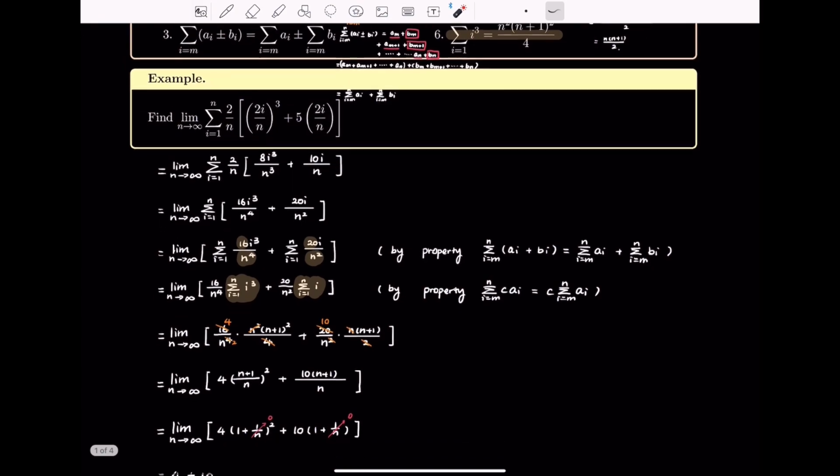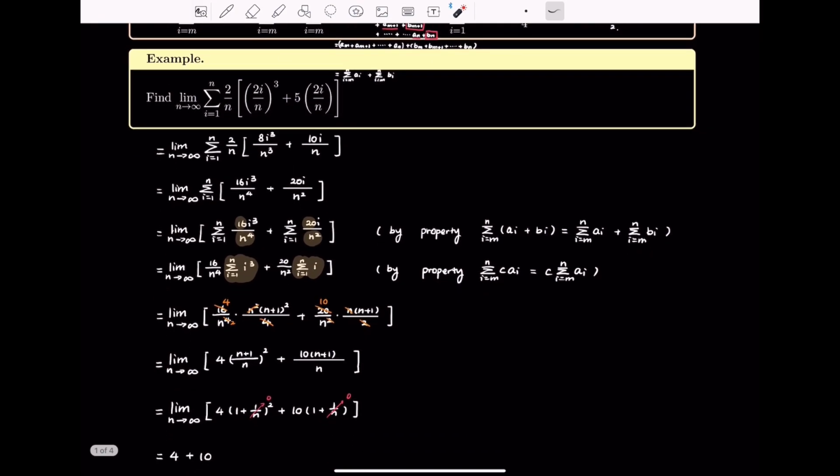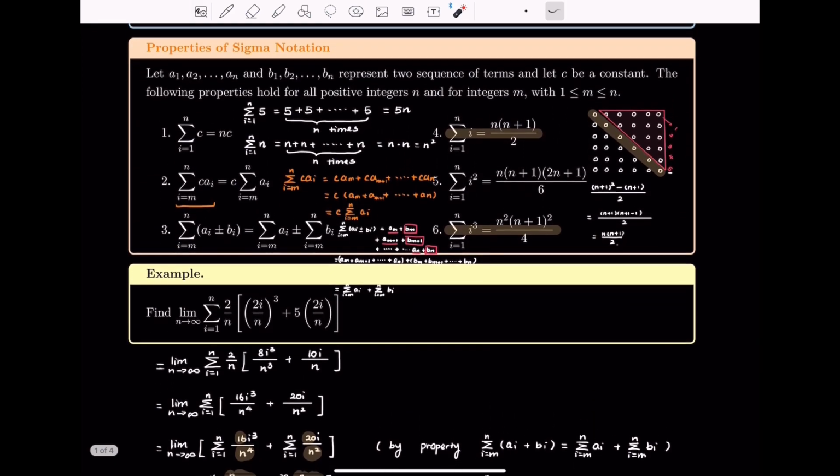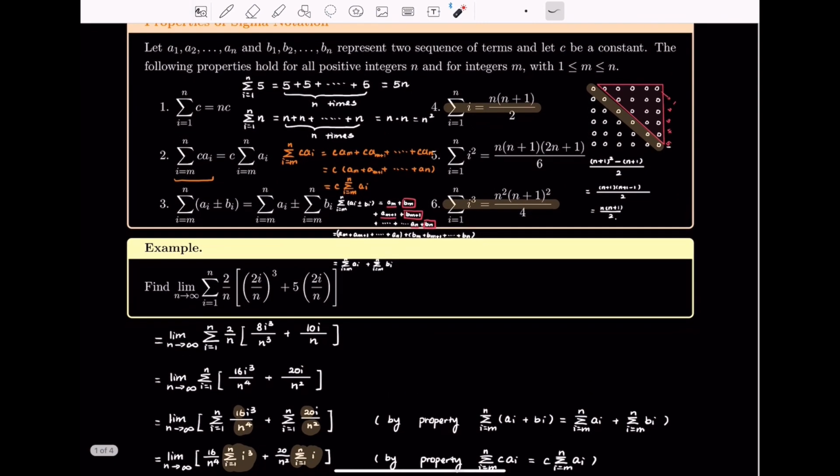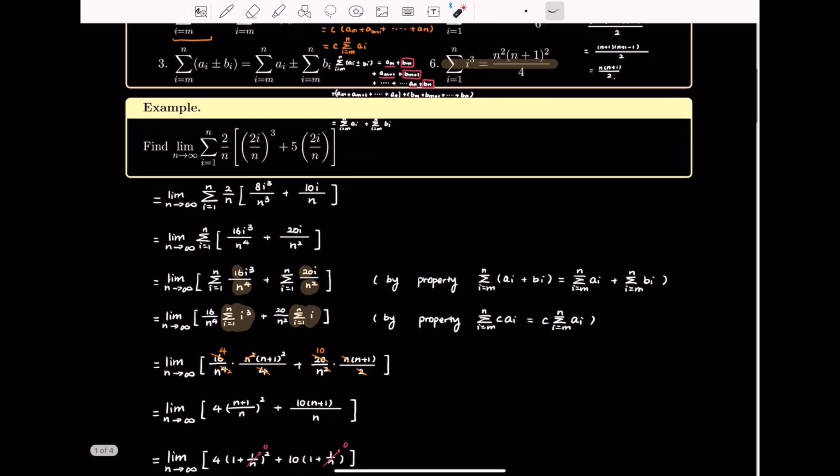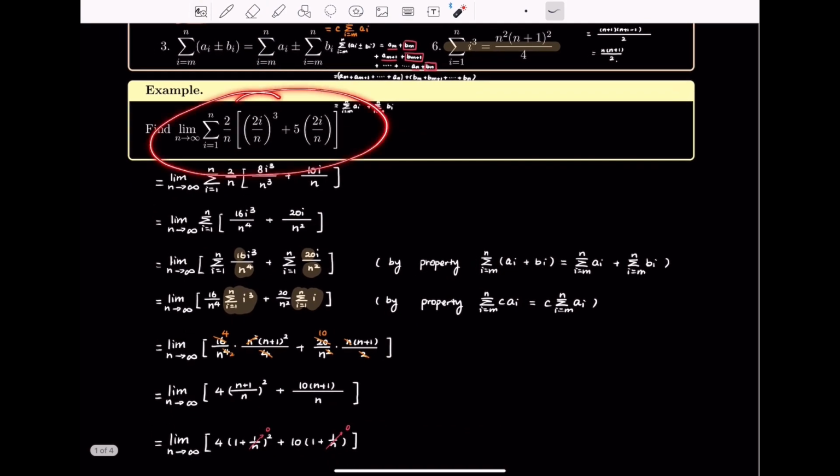So this is an example for you to show how we use the above properties. They are useful. We learn Riemann sums and definite integrals. You'll see something like this again once we reach definite integrals. So useful, good to know.